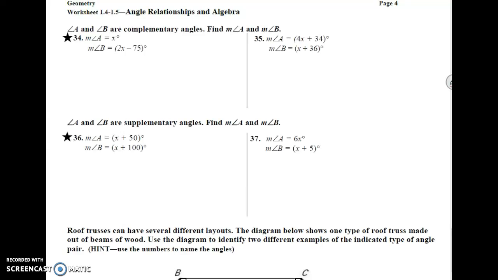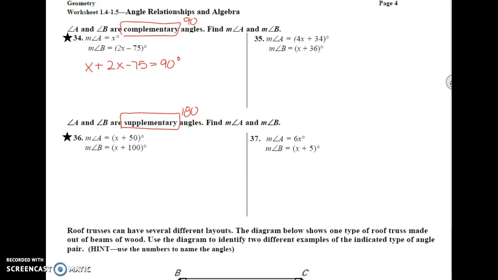Now skipping ahead to the last page, we're specifically going to be working on questions 34 and 36. The difference in these two questions are the words complementary and supplementary. As soon as we see those words, we're thinking complementary and the number 90, supplementary, the number 180. So they give us two angles. We know that they're complementary to each other. So that simply means that when we add them together, it will equal 90 degrees.